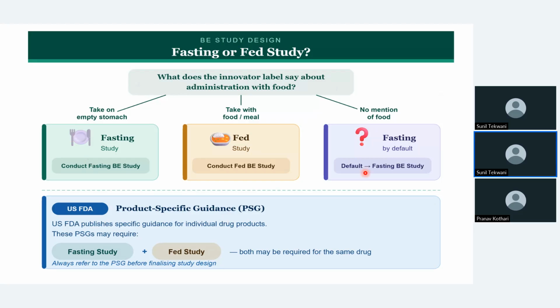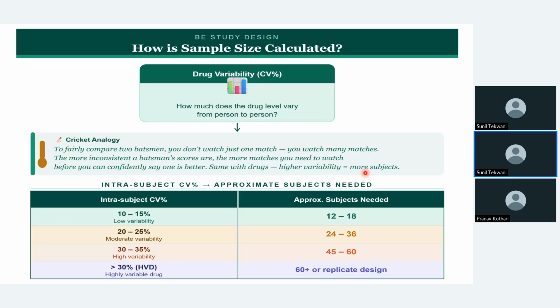Okay, so this is how you will decide whether to do a fasting study or a fed study. Now a little complex topic, not very necessary for a regulatory person, but it's good to know. How is the sample size calculated? What is sample size? It means the number of human subjects that you will enroll. As I said, the guidance says minimum 12 subjects should be there in the BE study. But usually the number of subjects is 24, 36 or something like that, between 20 to 30.